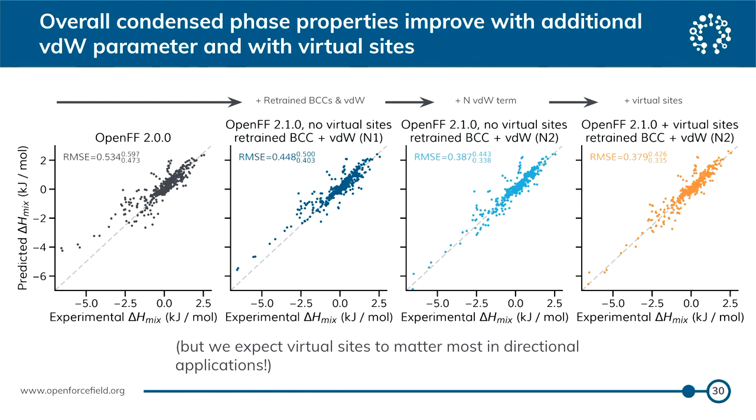And it corrects the systematic error that we see with enthalpies of mixing of amines and water. Finally, if we add virtual sites, it's not very clear if you look at the overall data, but if you take certain subsets of the data, adding virtual sites to particular chemistries does improve performance there.